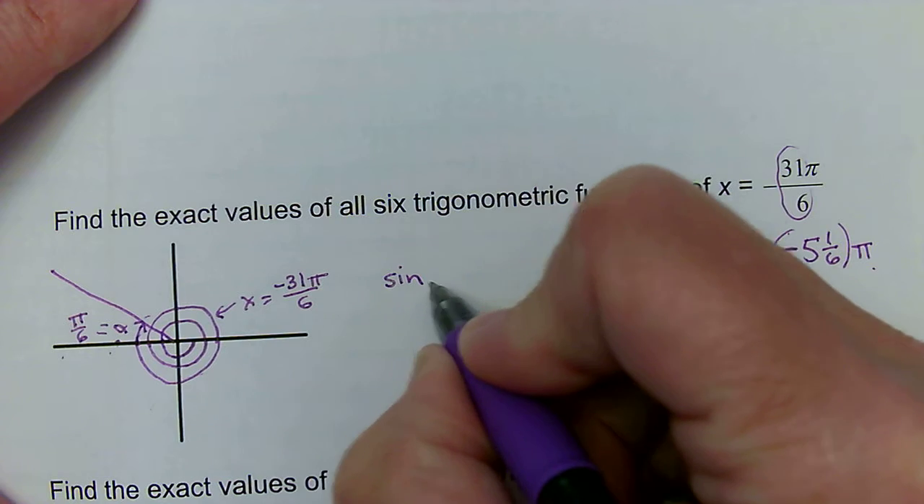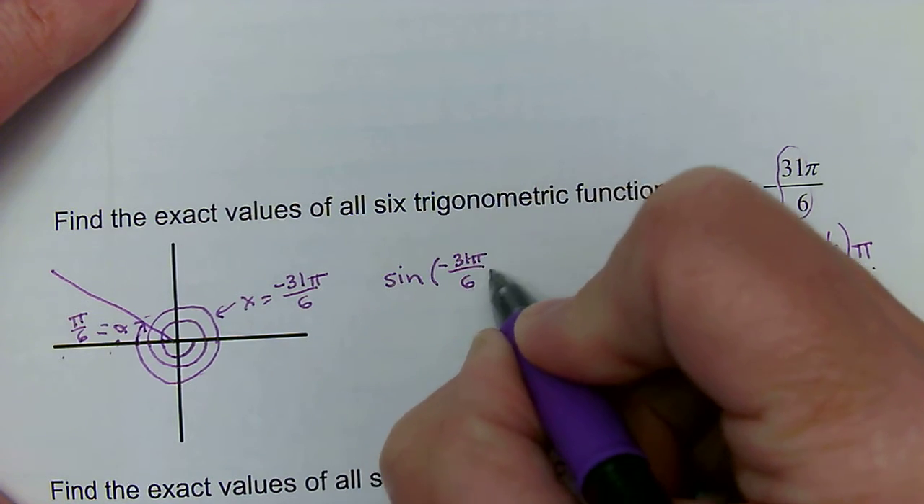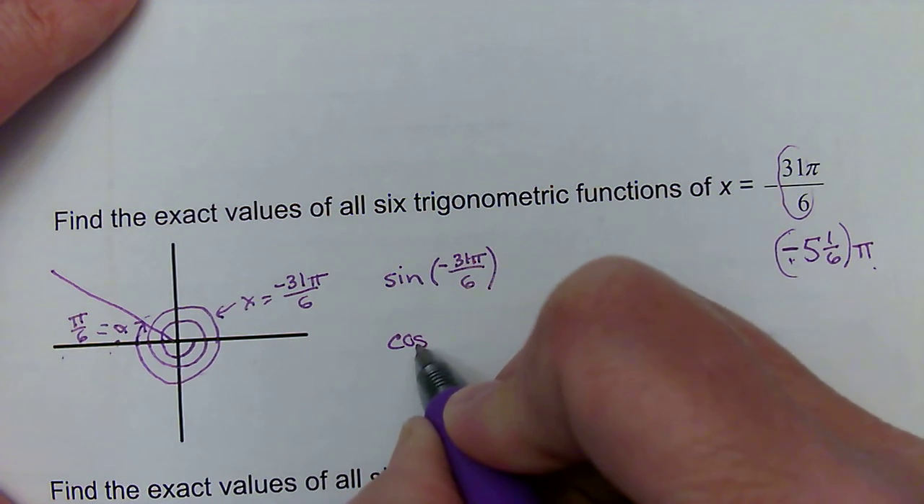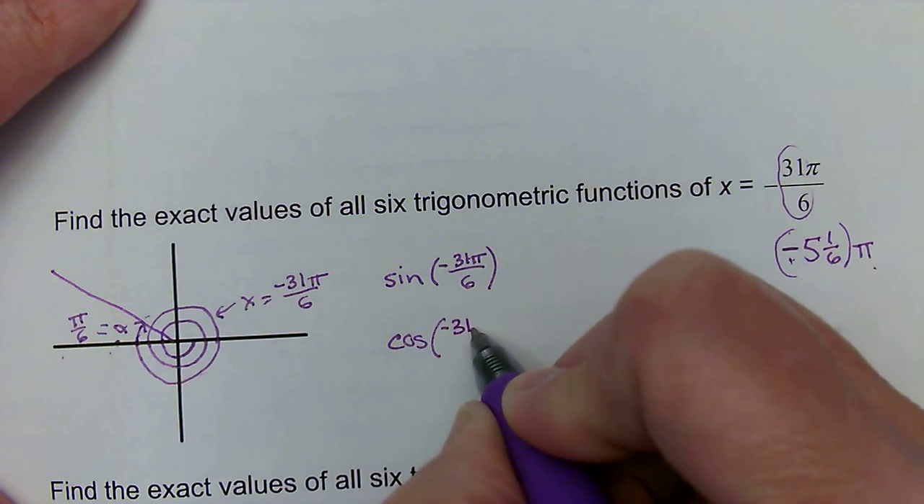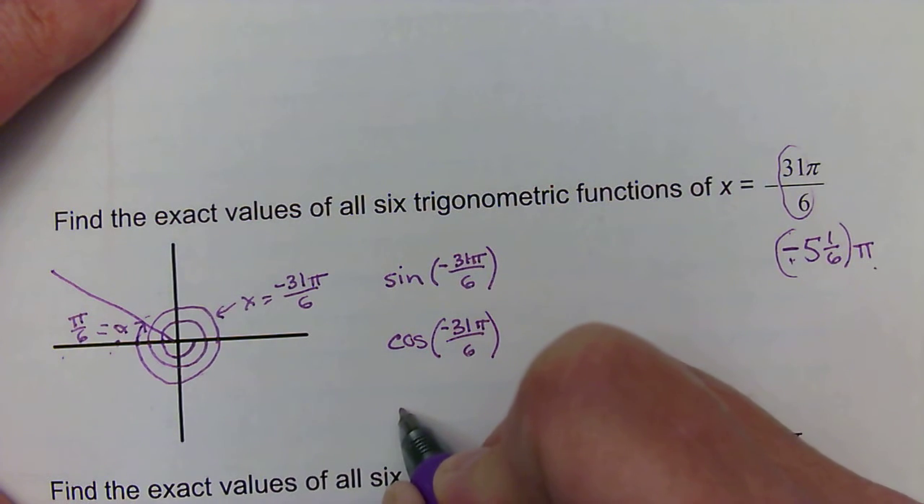So I'm trying to find all 6 trig functions. This is the most tedious part, in my opinion, just writing that I'm taking the trig functions of that angle, all 6 of them.